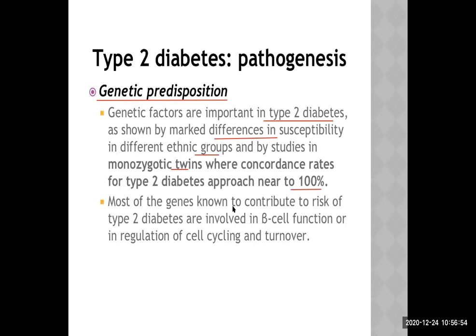Most of the genes known to contribute to the risk of type 2 diabetes are involved with beta cell function or in regulation of cell cycling and turnover. So either the beta cell is not secreting enough insulin, or there is a problem in the insulin receptor. Let's move on.